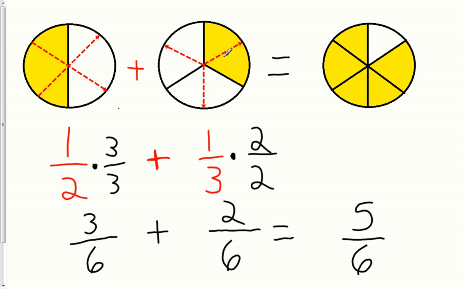But you see, the key was we had to get each pie divided up into the same number of slices. That's the common denominator. All right, and that was 6 slices here. And that is how we add fractions.